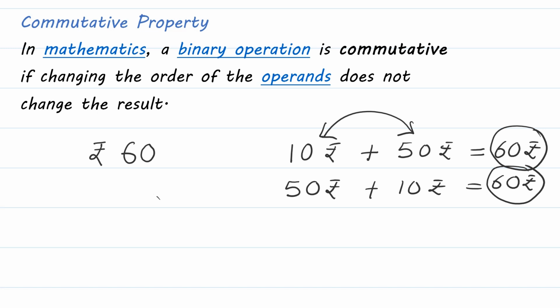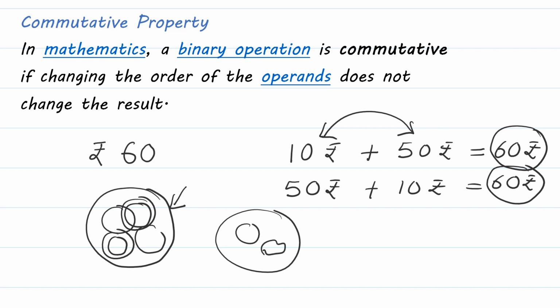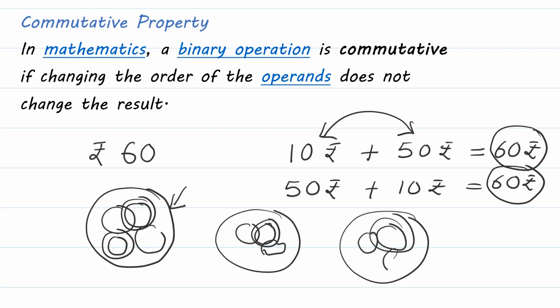Consider one more example. Suppose you are adding two toppings, mushroom and onion, to your pizza. Now here, order is not important. Add mushrooms first and then onion, or add onion first and then mushroom. The effect is the same.